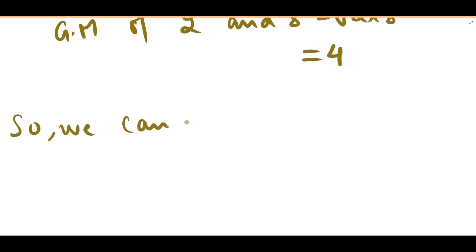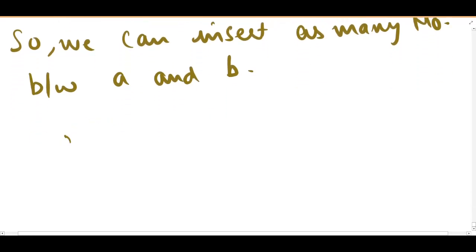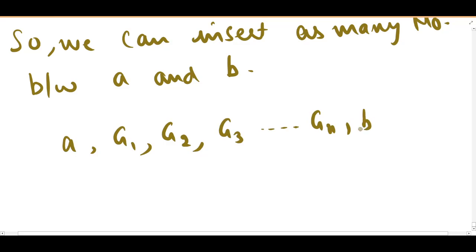We can insert as many numbers between a and b, that is a, g1, g2, g3, and so on up to gn, and b. So these are a total of n terms.